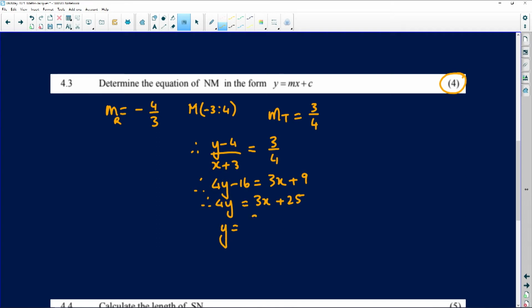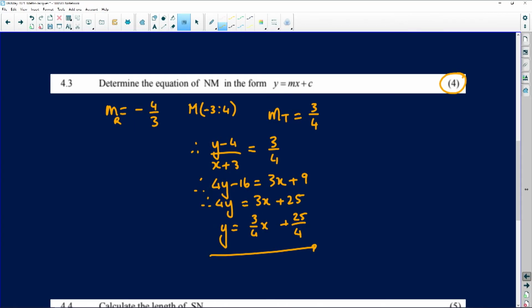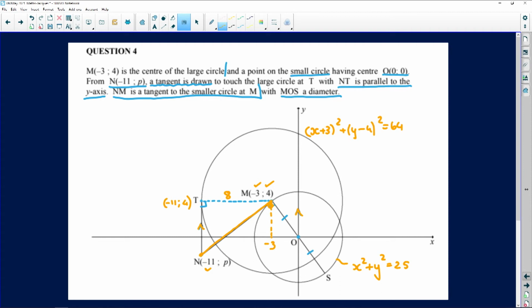So y = 3/4 x + 25/4 as a y-intercept. And there's the equation of my tangent. Okay, now we're definitely going to need that because we need to find the value of p sometime in our problem. So let's go back and let's put it on the graph.